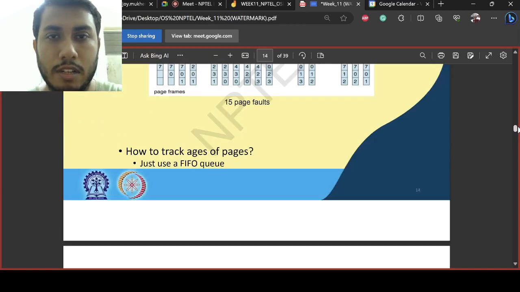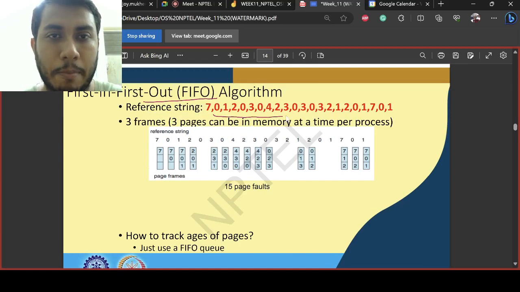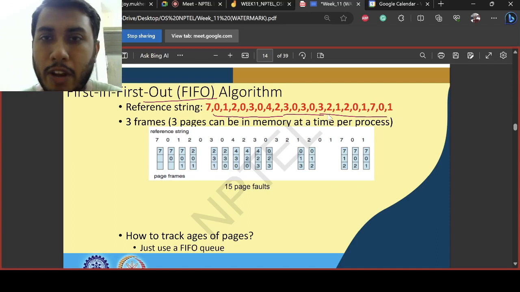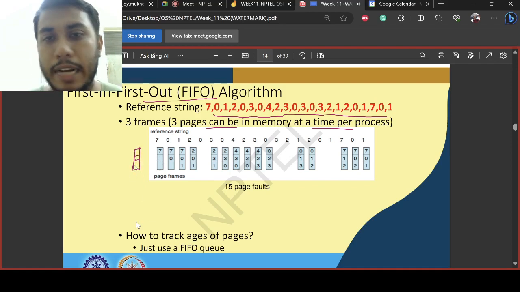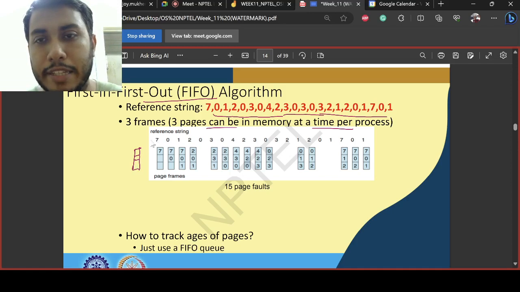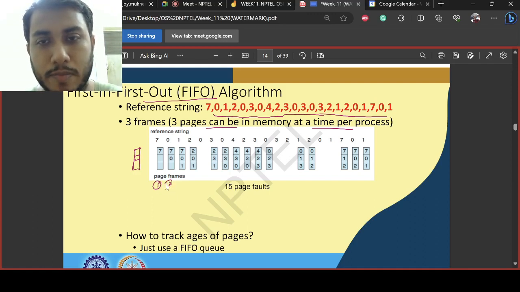So let's try out this algorithm. First in, first out algorithm. You have this reference string of page requests, and you have 3 frames. We will calculate how many page faults there are. Initially it is all empty, right? So when 7 is requested, that means it is 1 page fault. Now 0 is requested, another page fault.